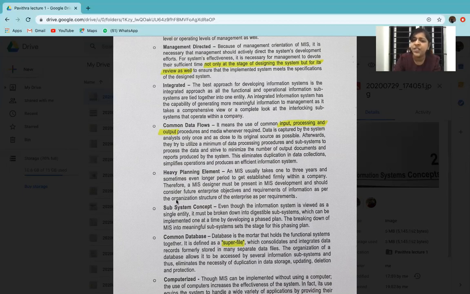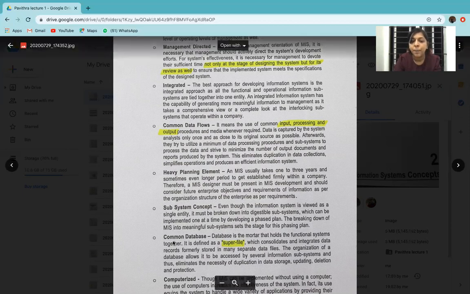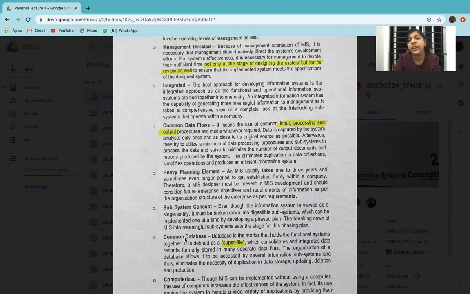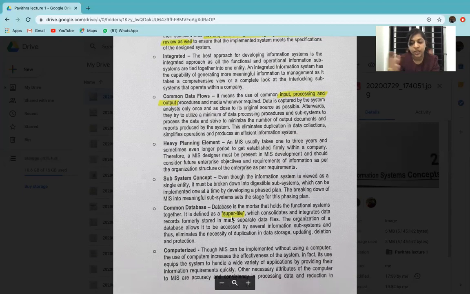Subsystem concept. We know that every system is going to have subsystems, and so does the MIS. It should be divided into meaningful subsystems. It's also said that it should be broken down into digestible subsystems. And then there's a common database. Just like it has a common input, processing and output, it should also have a common database, which we call a super file, and then it has to be computerized. Of course, that is what MIS is all about.